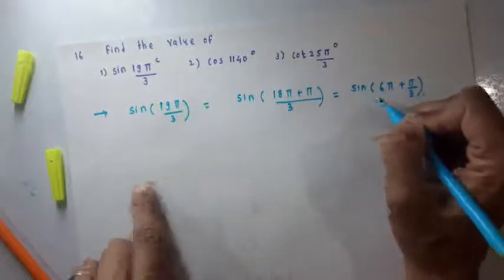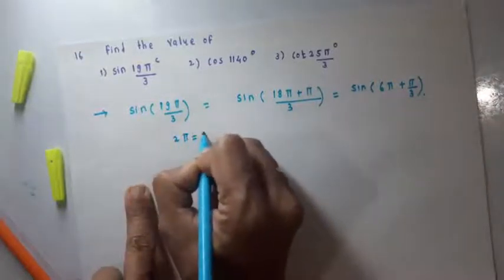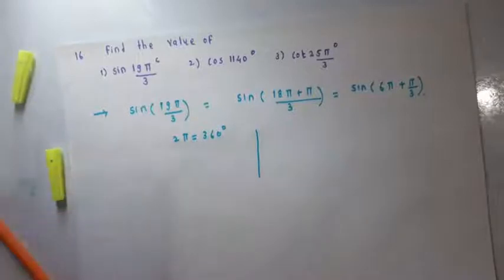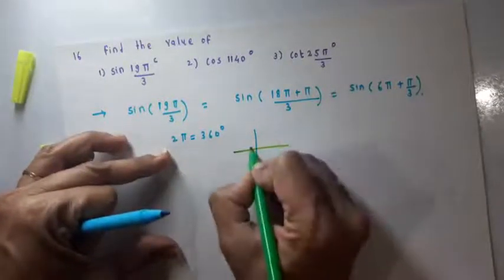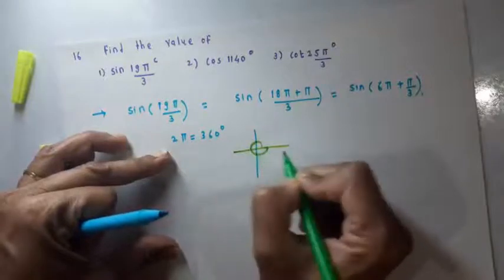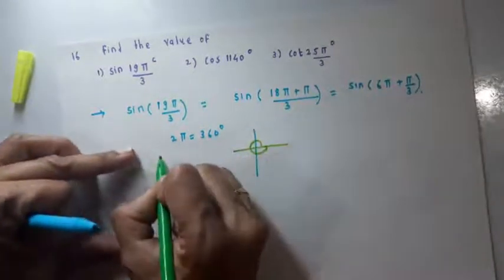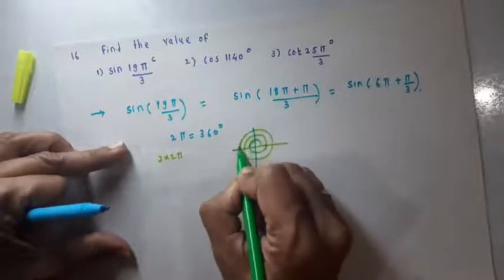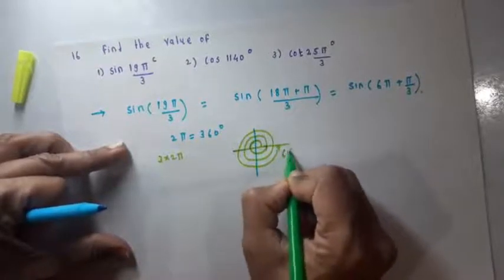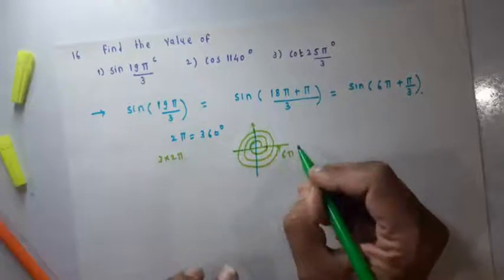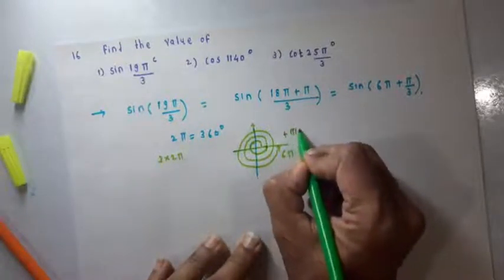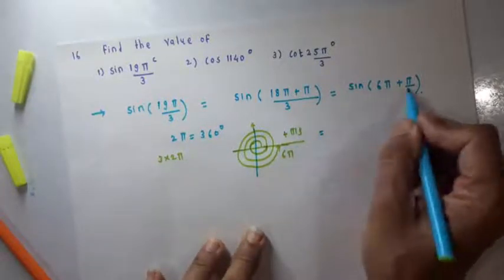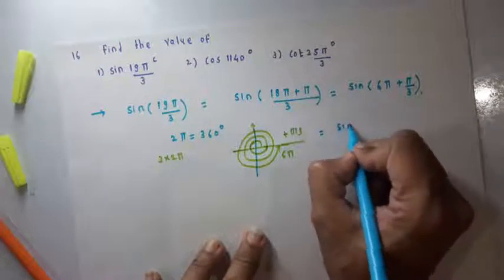Okay students, you know that 2 pi means 360 degrees, and 360 degrees means one complete rotation. And 6 pi means 3 into 2 pi, that is 3 complete rotations. After 3 complete rotations, 6 pi plus pi by 3 will be in the first quadrant. And sine of 6 pi plus pi by 3 is sine of pi by 3.